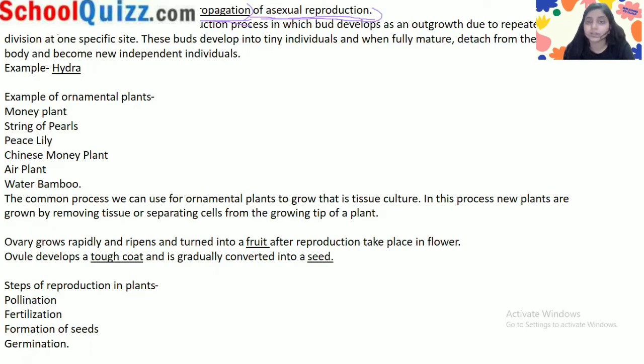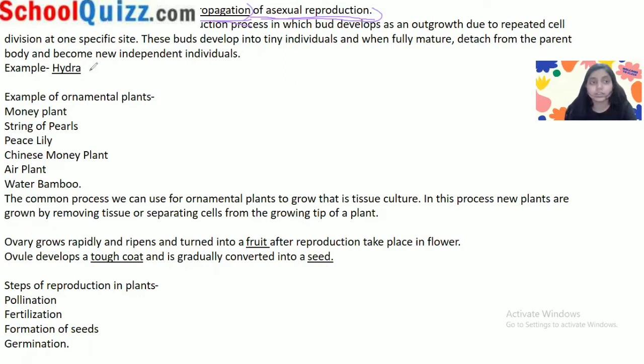In the next step, you have to tell what budding is and describe the budding reproduction as well. Budding is an asexual reproduction process in which a bud develops as an outgrowth due to repeated cell division at one specific site. Suppose this is a hydra. In the hydra, a bud develops as an outgrowth, and behind this outgrowth process there is cell division happening.